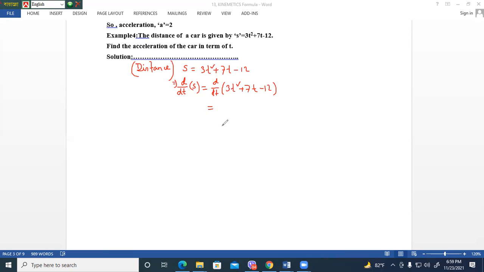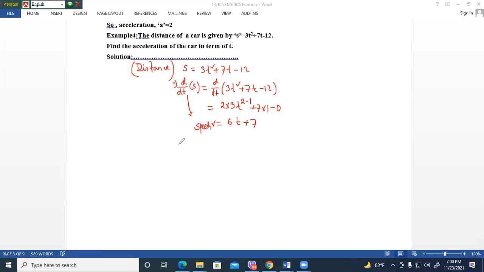Now the power 2 should be multiplied once again. 2 multiplied by 3, then t to the power 2 minus 1. For 7t, it should be 7 multiplied by 1, minus 0. So write this. This is 6t plus 7. So this is speed. v equals 6t plus 7.